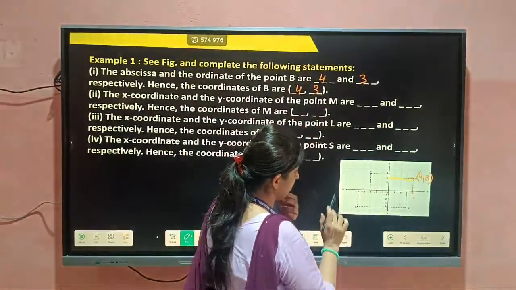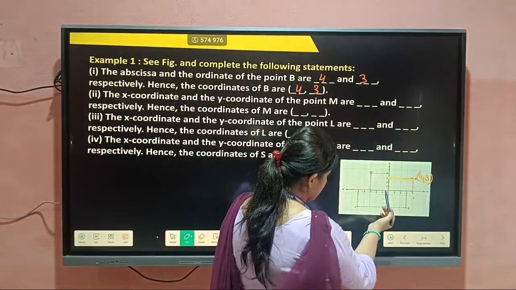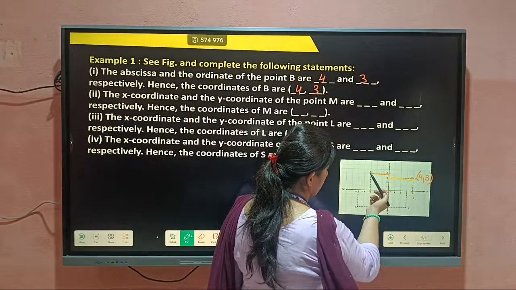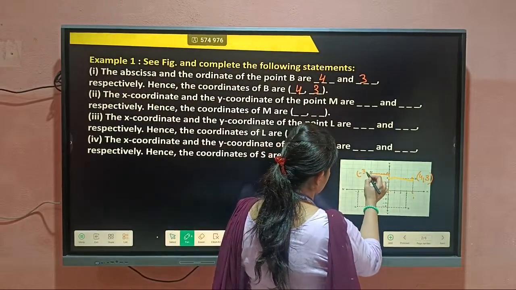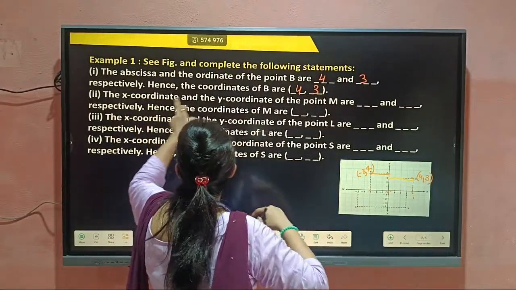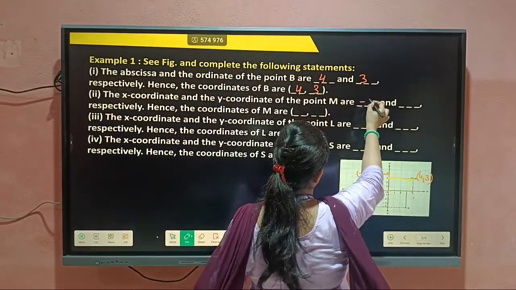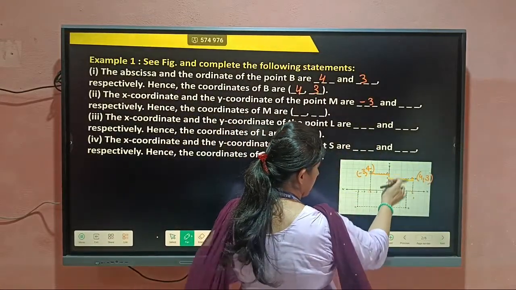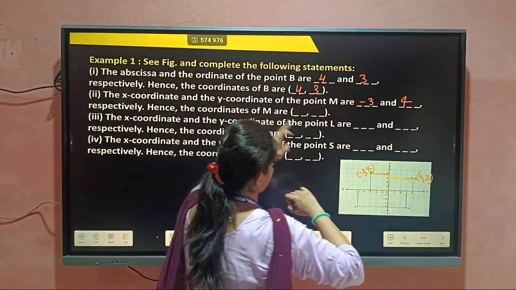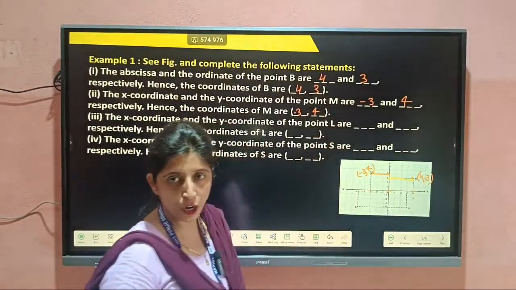Now we will check M. Where is M? Here. Now look. From the x-axis, the point is negative -3, and from the y-axis, the point is 4. So our coordinate is -3 and 4. The x coordinate is -3 and the y coordinate, look at here, that is 4. So hence the coordinates of M are -3 and 4. Any doubt, anyone?